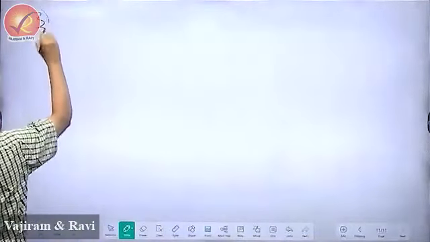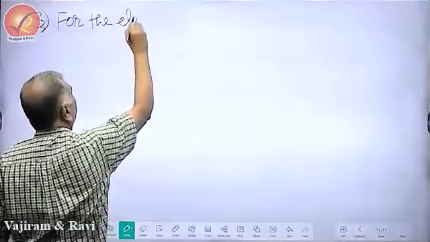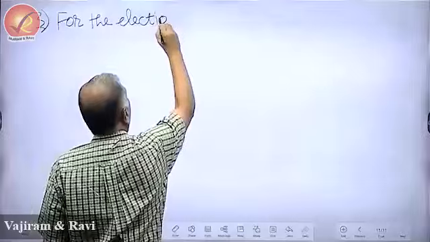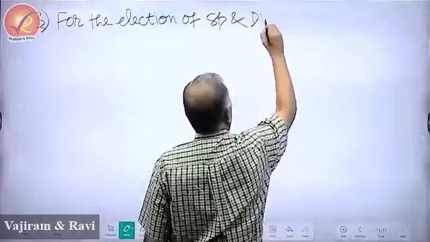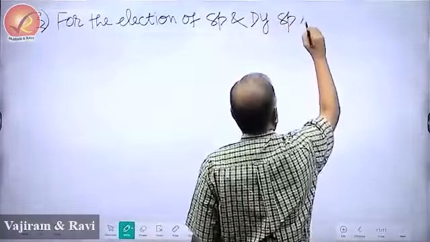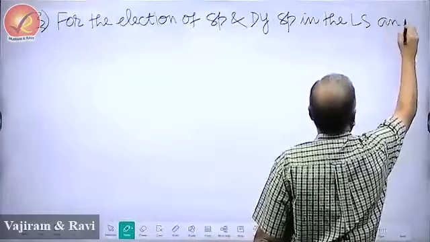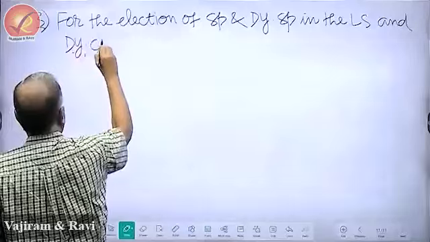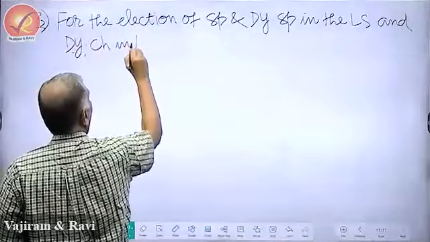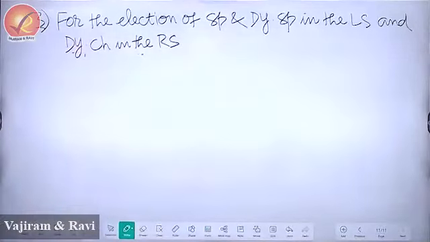Right. Now the next is for the election of the Speaker and Deputy Speaker in the Lok Sabha and the Deputy Chairman in the Rajya Sabha. So these 3 officers are elected by simple majority.